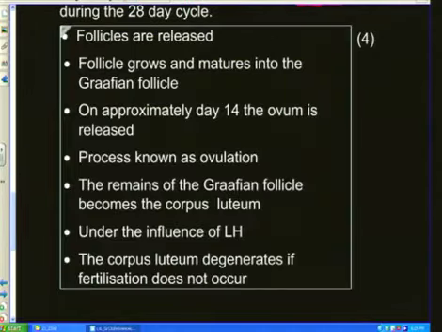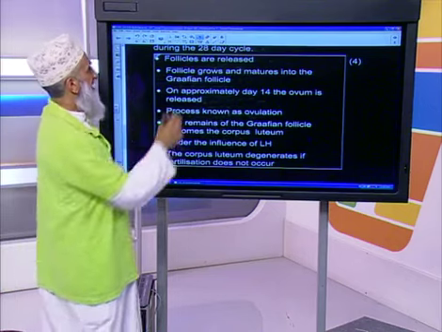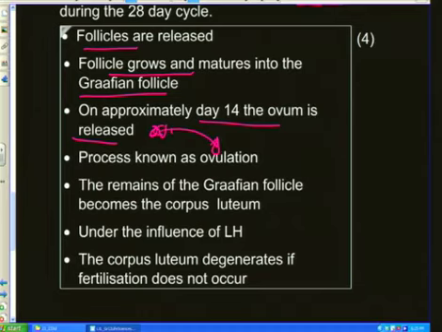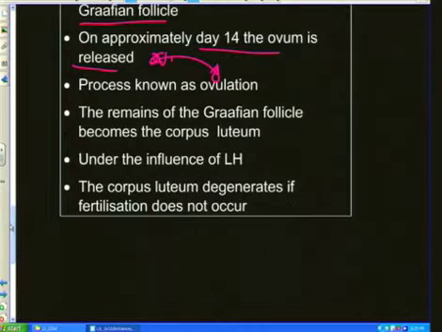But you had a graph to help you. In the 28-day cycles, follicles are released. The follicle grows and matures into the Graafian follicle. On approximately the 14th day, the ovum is released. All right, they're writing it there. Ovulation takes place. The remains of the Graafian follicle becomes the corpus luteum.